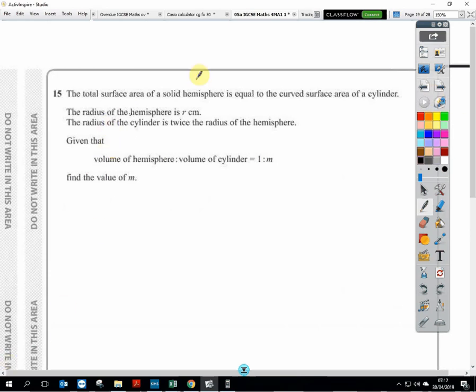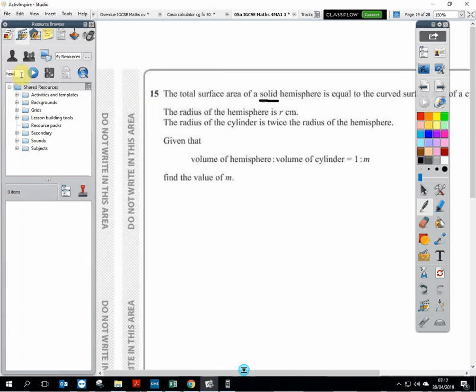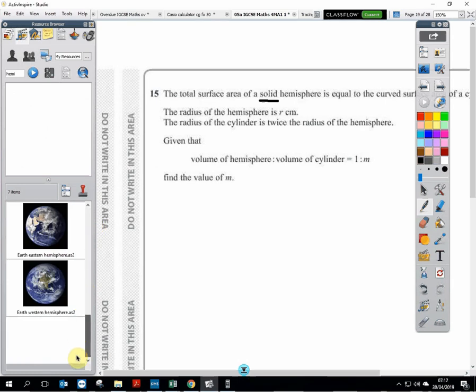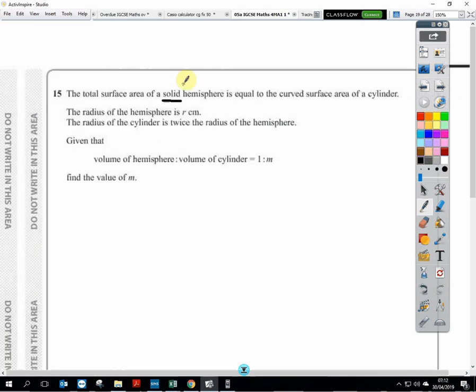So the total surface area of a solid hemisphere is equal to the curved surface area of a cylinder. Right, so okay, let's have a go at this then. Now you will need to look at your formula sheet for this. Okay, but I'm just going to draw. I was hoping to look for a diagram, but I'll draw one myself. So a hemisphere, half a sphere, and we have a cylinder as well.